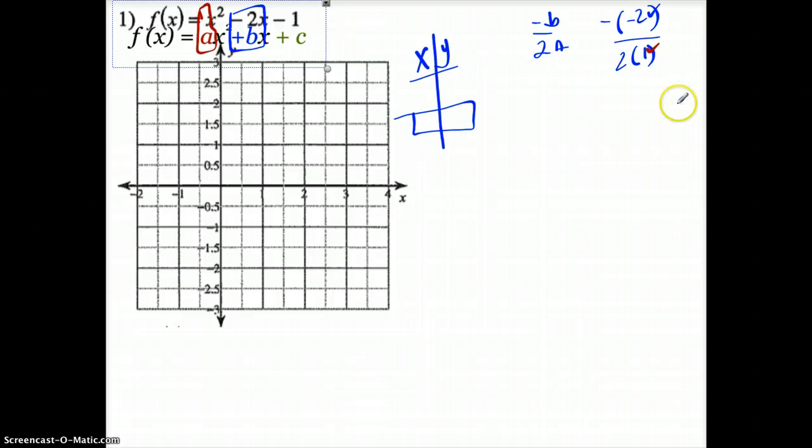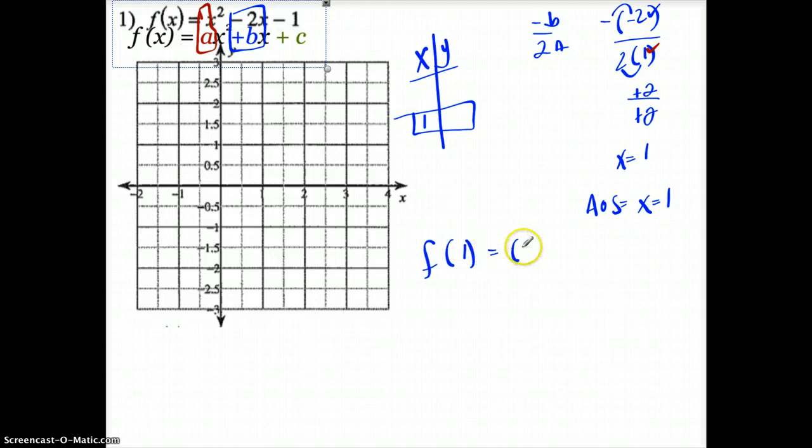Okay. So negative times a negative is a positive 2 over 2 times 1, which is a positive 2. 2 divided by 2 is a 1. X equals 1. That is also our axis of symmetry, which is x equals 1. It's all the same thing. Okay, I'm going to plug this into the equation. F of 1 equals 1 squared minus 2 times 1 minus 1.